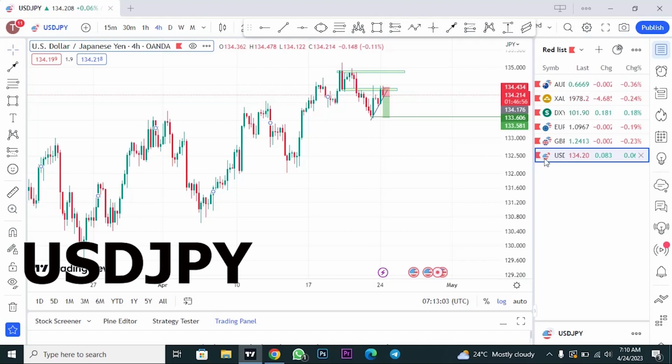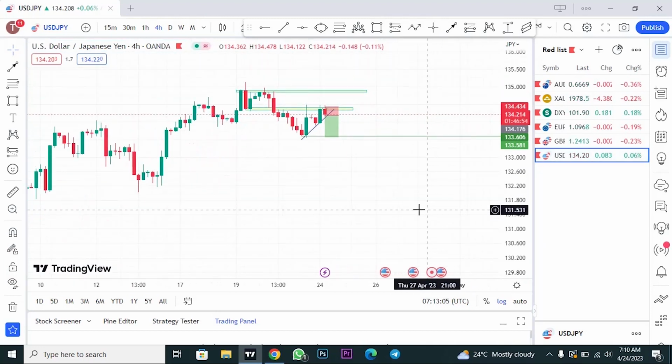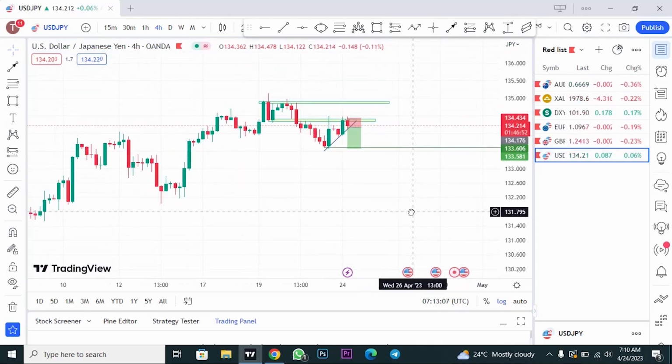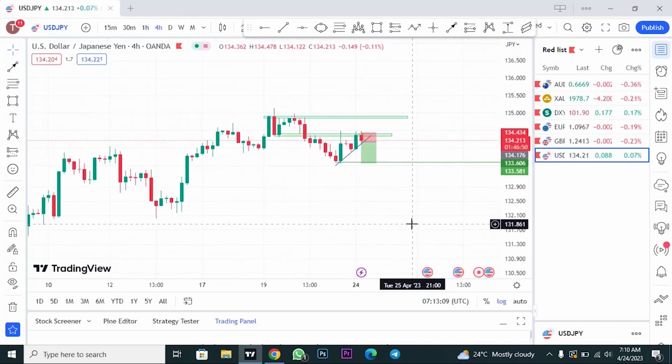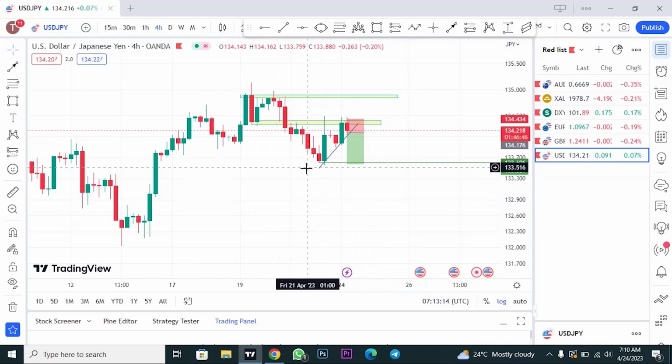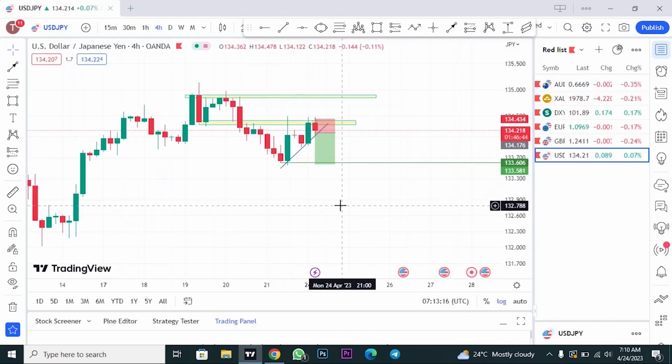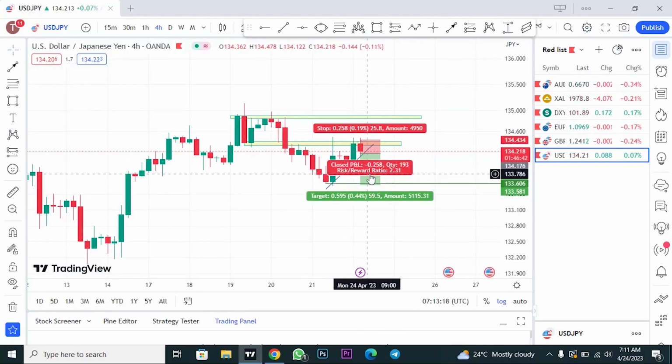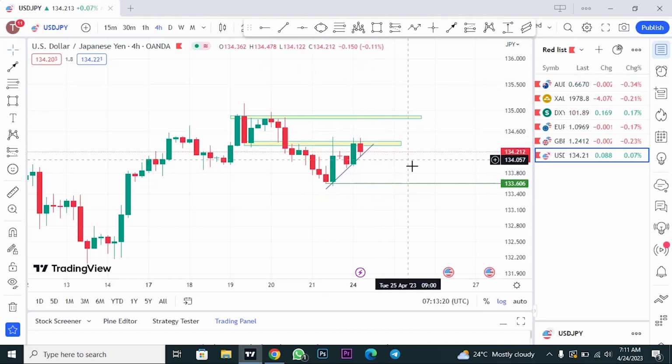USDJPY. So on USDJPY, I just saw a trade on USDJPY, and I think I am in a loss right now. But it's all good. Let me break it down for you. Let me take this off and let me break it down for you.